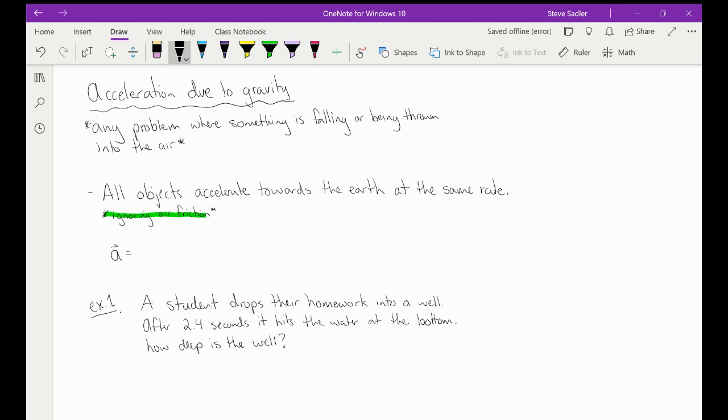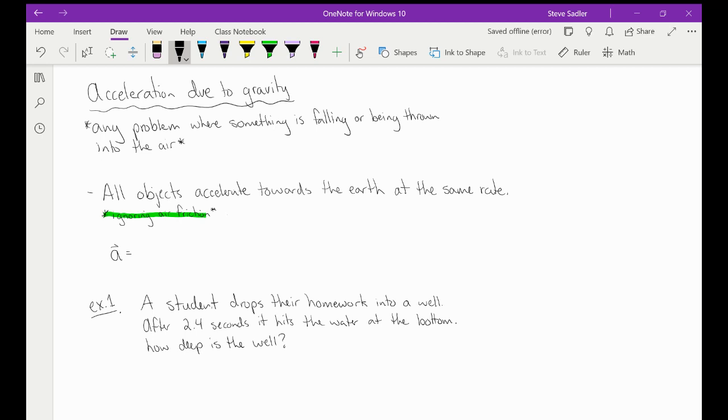So when you drop a bowling ball and a feather, they are going to accelerate towards the ground at the same acceleration. The difference, obviously, is air friction, right? The bowling ball is going to have a lot less air friction than the feather. So in real life, they wouldn't fall at the same rate.